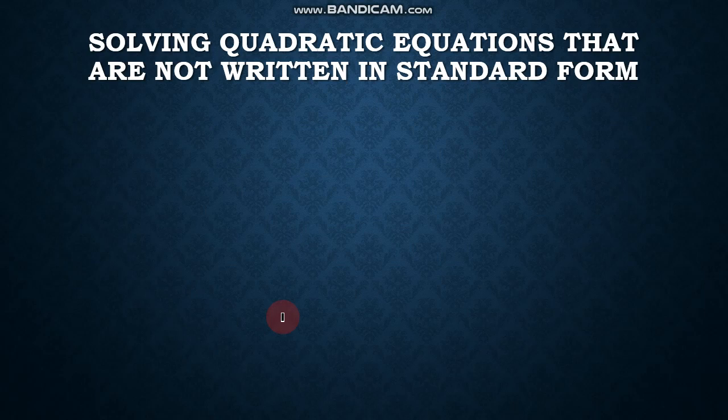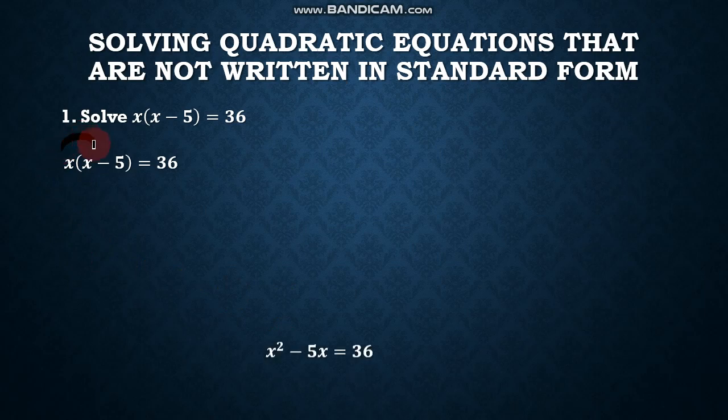Solving quadratic equations that are not written in standard form. So let's try this. Solve x times (x minus 5) equals 36. This is a quadratic equation that is not written in standard form. To write the quadratic equation in standard form, simplify the expression x times (x minus 5). So x times x is equal to x squared, and x times -5, we have -5x equals 36. Write the resulting quadratic equation in standard form. So it becomes like this: x squared minus 5x minus 36 equals 0.